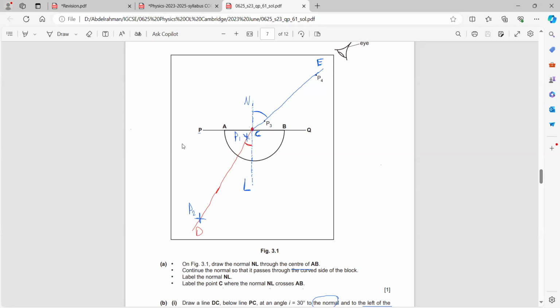Honestly, all you have to do in this question is read very slowly. You have to read all of the points stated.